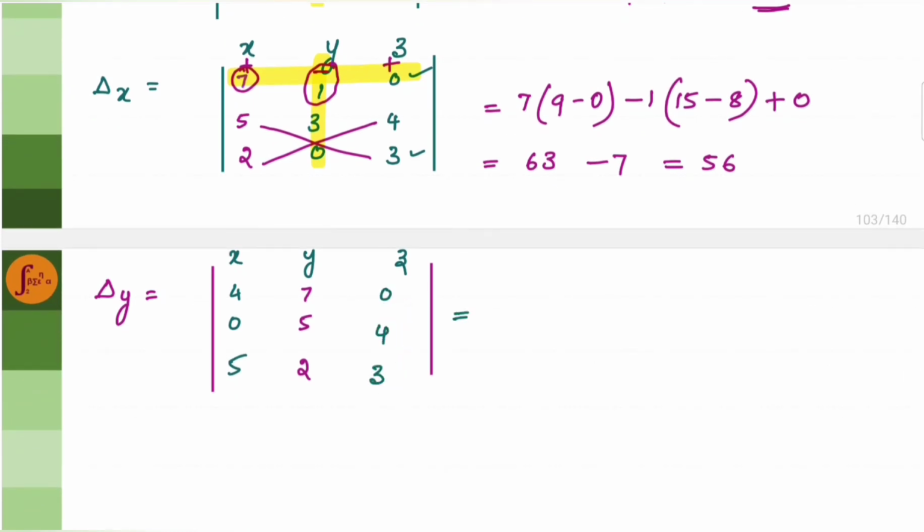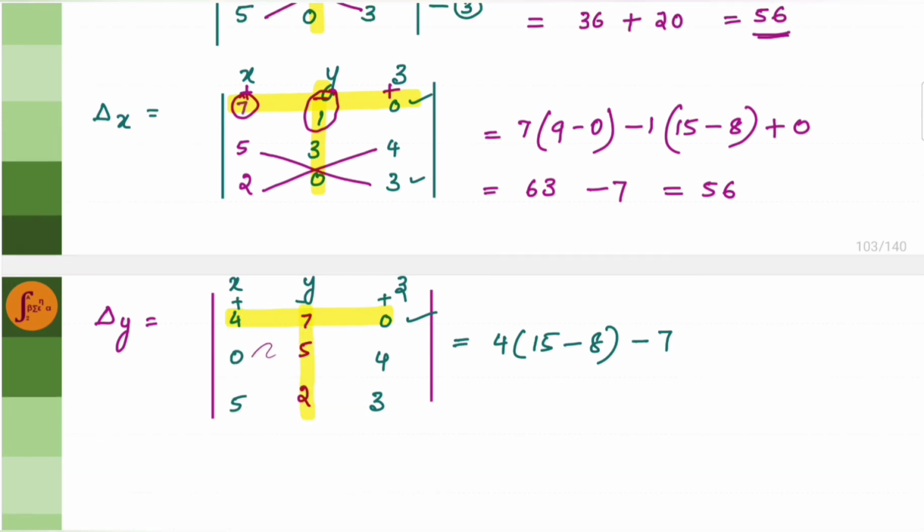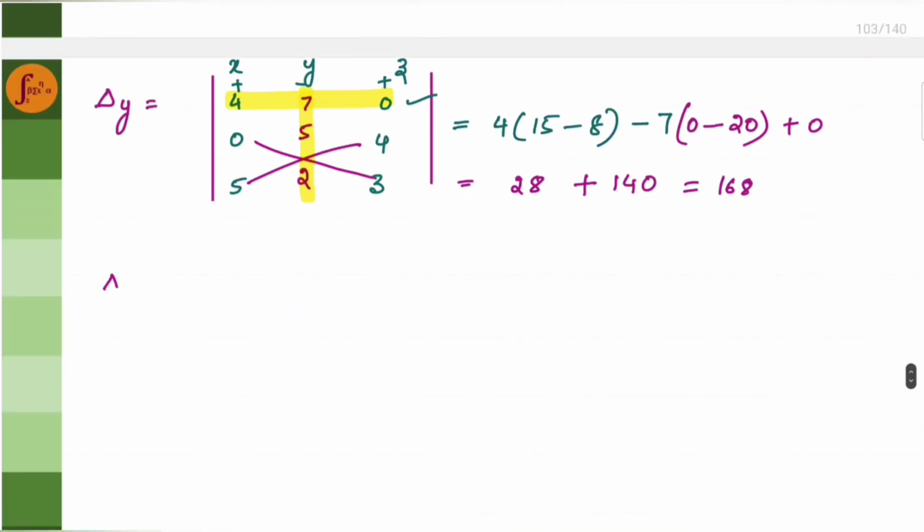Let's calculate the determinant. We'll take the first element 4, using the same first row. 4 into, let's ignore this row and this column, 5 3s are 15 minus 4 2s are 8. Then we'll go to the second element, which is minus 7. This is plus, minus, plus. Minus 7 into, now the elements we have are 0, 4, 5, 3. Let's cross multiply. So 7 into 0 minus 20. And the third element is 0, let's ignore. So we'll get 4 into 7, 28, plus 7 into 20, 140. We'll get 168.